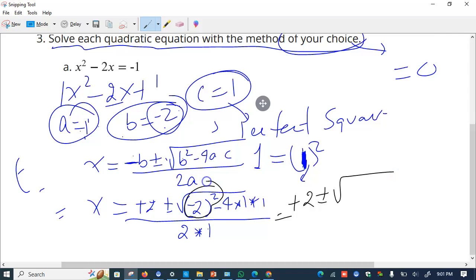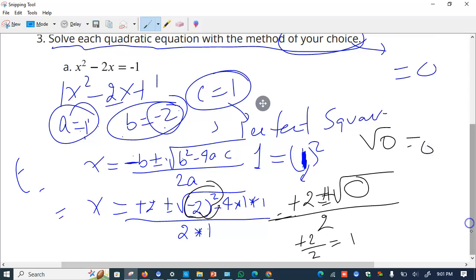This piece will be 4. And 4 minus 4 is 0. See? And you get 2. So it is plus 2 over, which is 1. Because plus or minus 0, the square root of 0 is 0. So even though it is plus and minus, it doesn't matter. You're going to get only one answer.